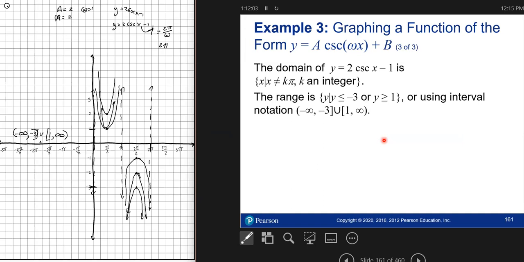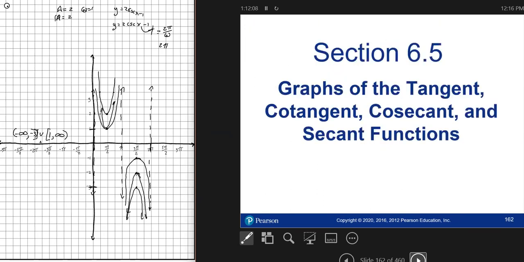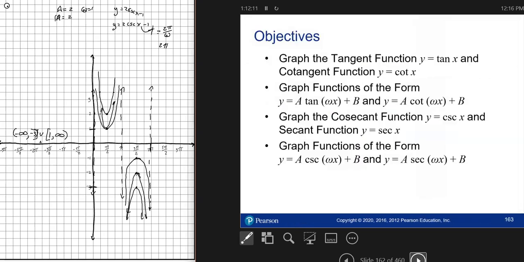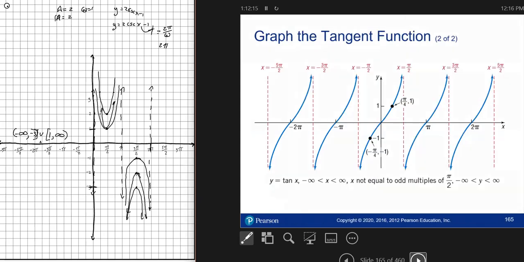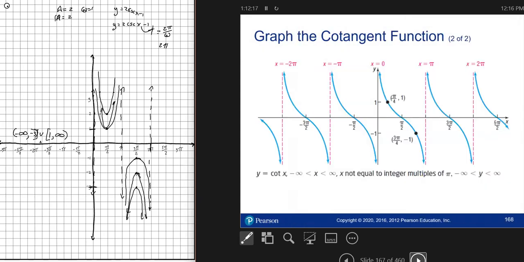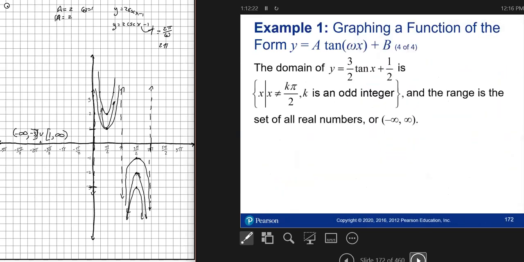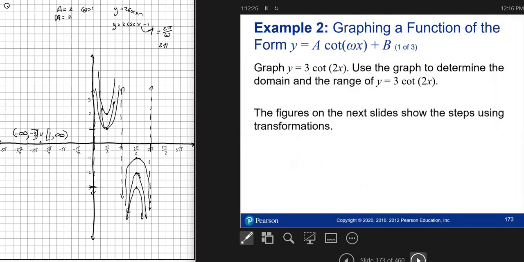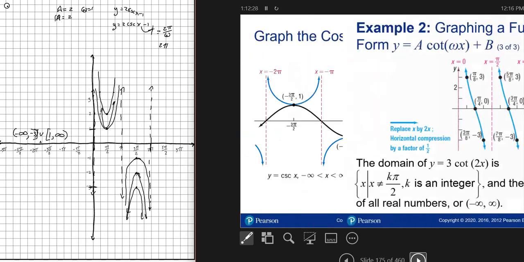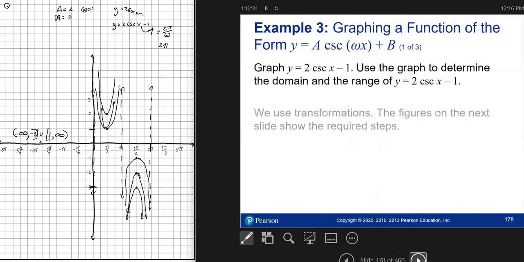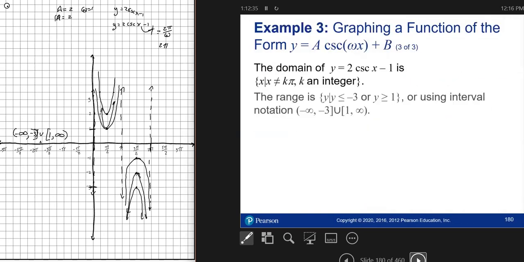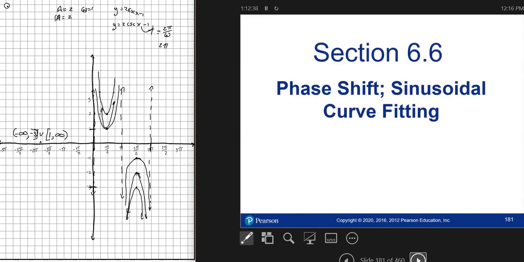Now, for some bizarre reason, I put in section 6.5 twice into this PowerPoint. So rather than covering this section we just covered, I'm going to bounce through these slides again. I thought I had deleted these out of it, but obviously not. So here we go, and we're going to be able to finish this section.